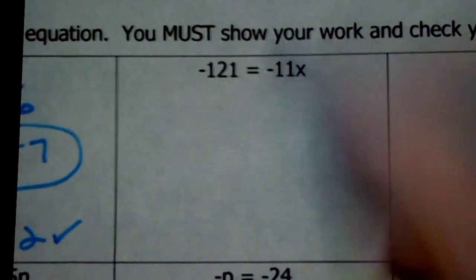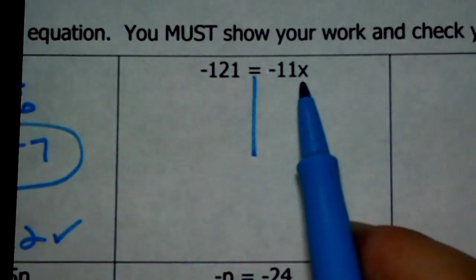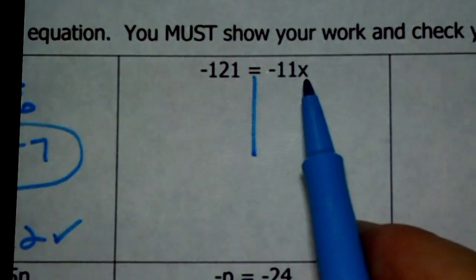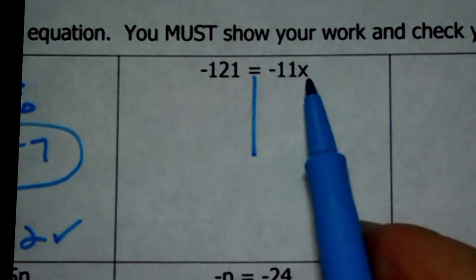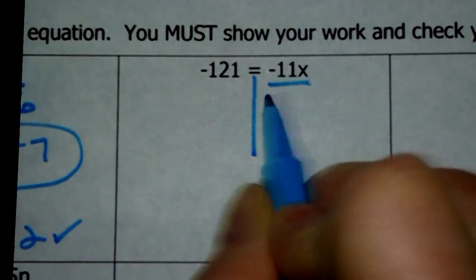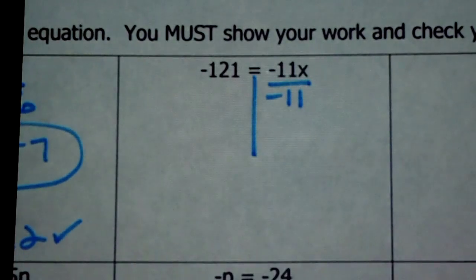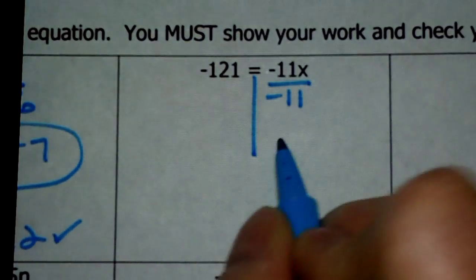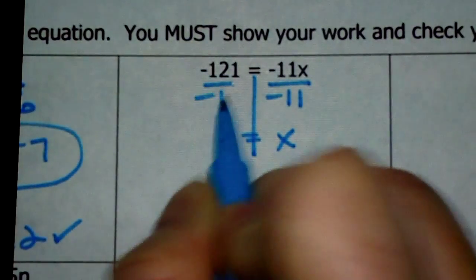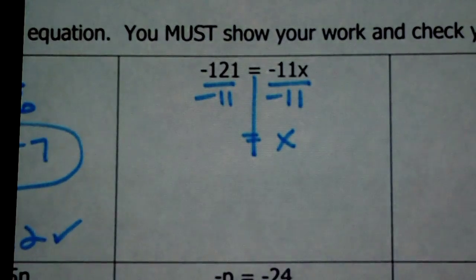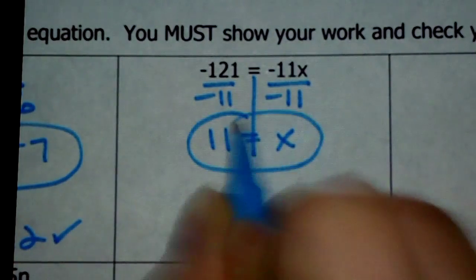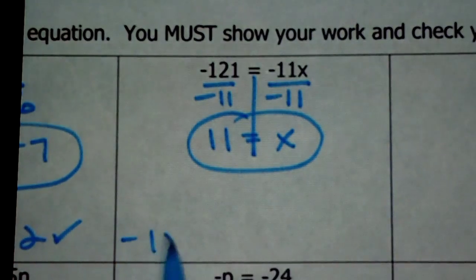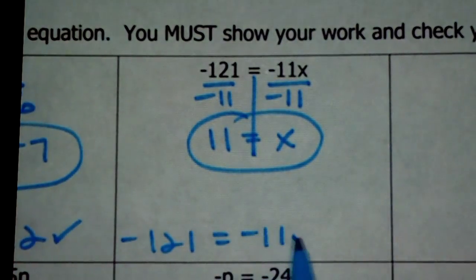This time the x is on the other side. It's okay. Your job is to get this x by itself. So in order to get x by itself, we have to divide by whatever x is being multiplied by. That means I'm going to divide both sides by negative 11. Again, no sign changing. Negative 11 divided by itself is 1, and 1x is x. Whatever you do to one side, do to the other. Negative 121 divided by negative 11 is 11. So 11 equals x. If this is right, then negative 121 should equal negative 11 times positive 11. And a negative times a positive is a negative, so this is right.